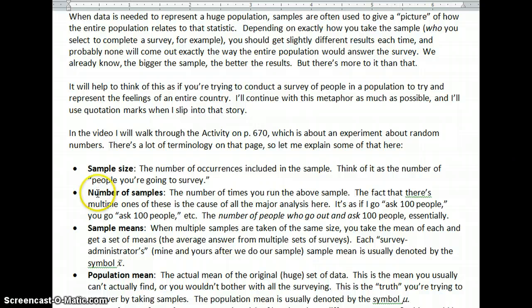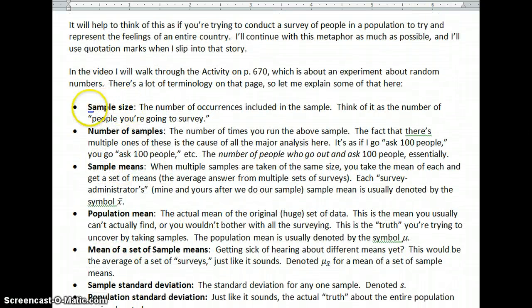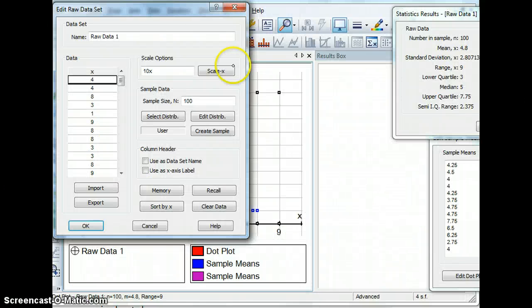So say we have 17 samplers in our class, but the sample size is each 100. So we're going to split up the job into 17 of these 100-person surveys, and then we'll talk about the means that every person comes back with from their 100 people, and what the actual population mean is. Anyway, I think that's enough to set up what's going on. On page 670, they talk about setting up this experiment, and I did it with this Autograph software, which is not software you have on your computer, but it's okay.